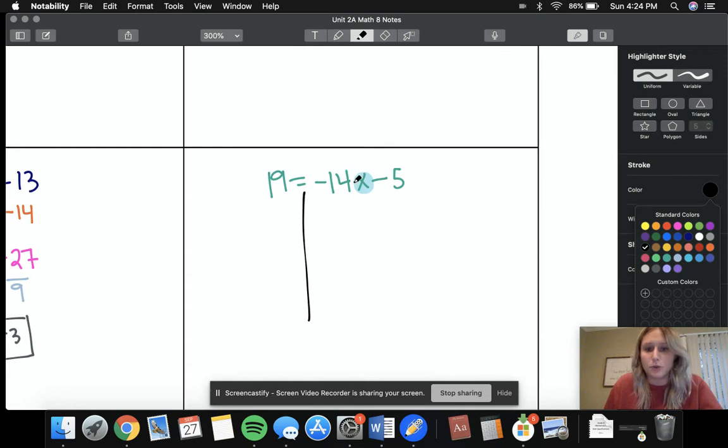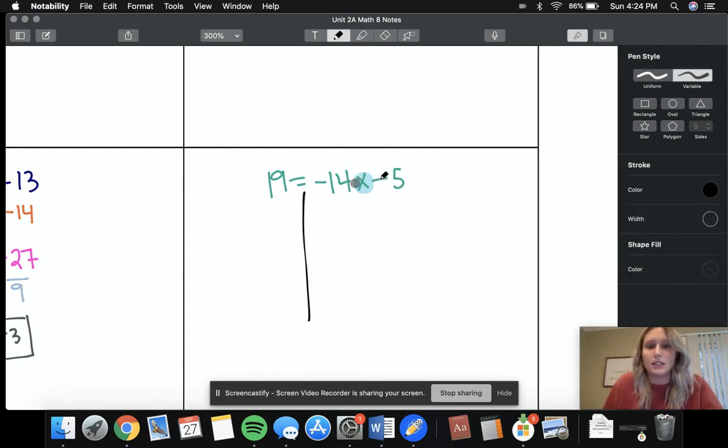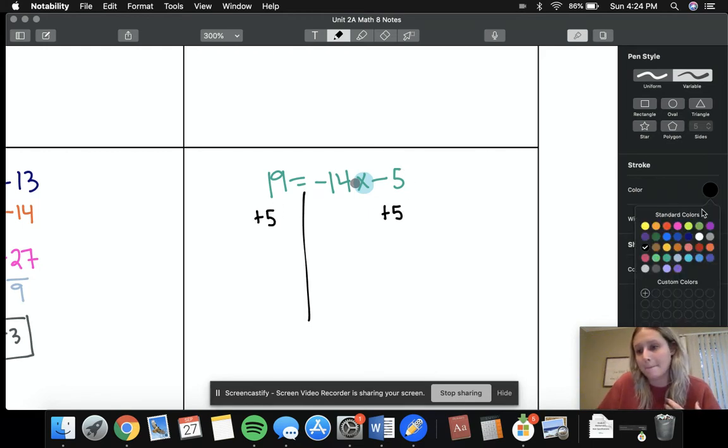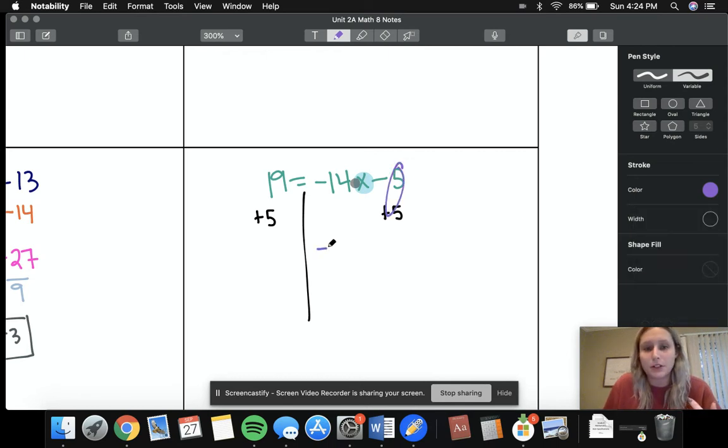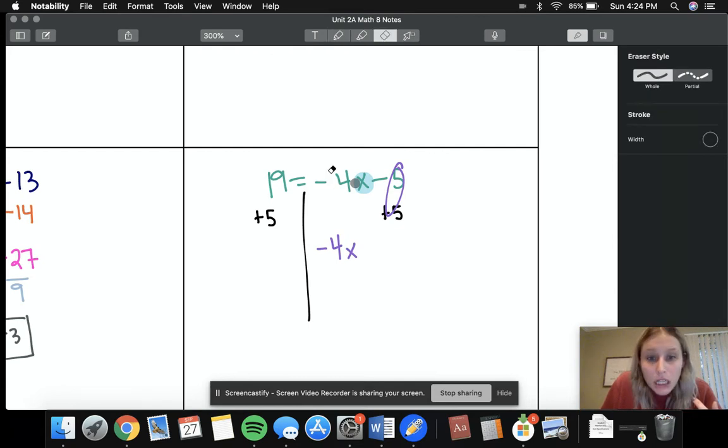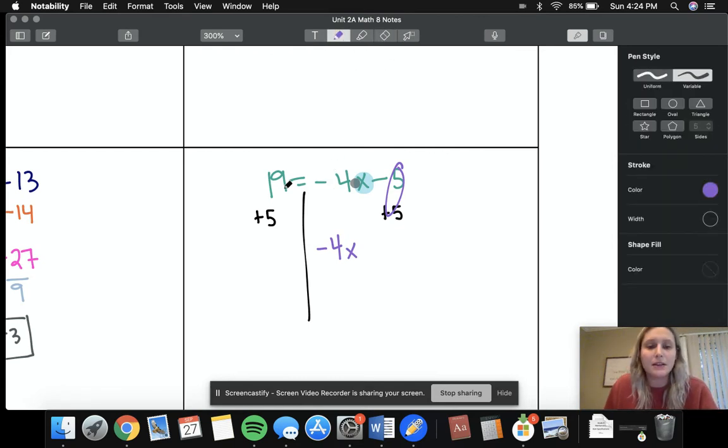Okay, so the one that is the subtraction, or the one that's kind of further away from the x, this is attached by multiplication. Oops. This is attached by like subtraction. So we're going to get rid of this -5. The opposite of a -5 is a +5, or the opposite of a subtraction is addition. So we're going to do that to both sides. Right? -5, +5 makes a 0, and we are just left with -4x. I don't know why I wrote -14x. Okay. And then we have 19 and 5, which make 24.